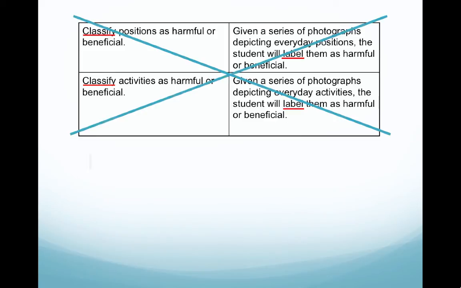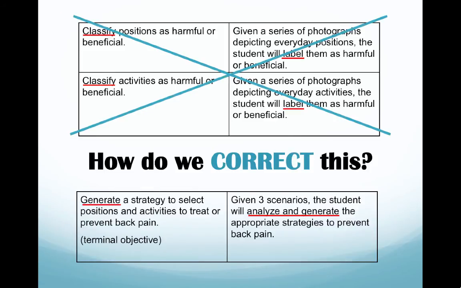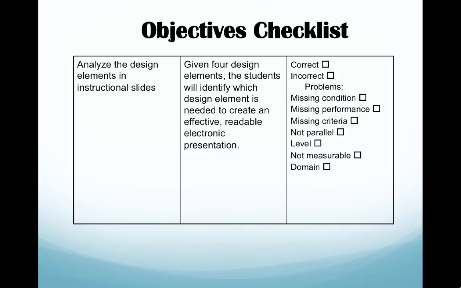So let's correct this. Here instead, we have a terminal objective that says generate a strategy to select positions and activities to treat or prevent back pain. That's our terminal objective. So instead, we have a higher order objective that implies that our evaluation will be higher order. Given 3 scenarios, the student will analyze and generate the appropriate strategies to prevent back pain. This is much better. Here's an objective checklist that I created.